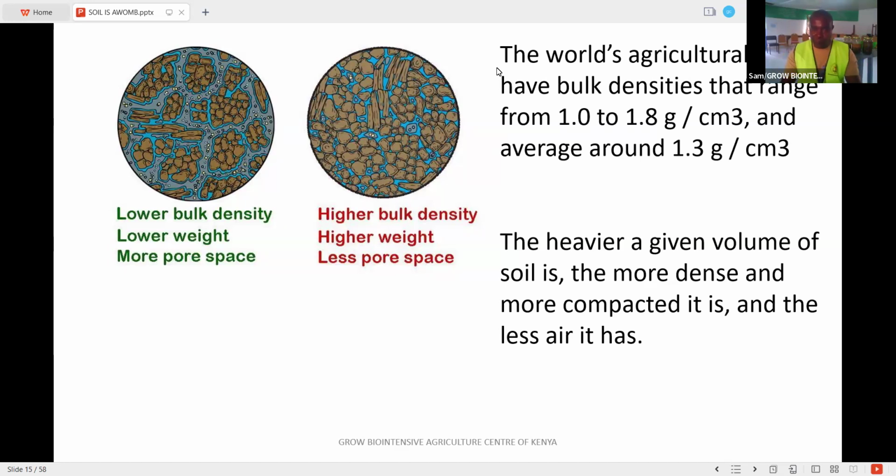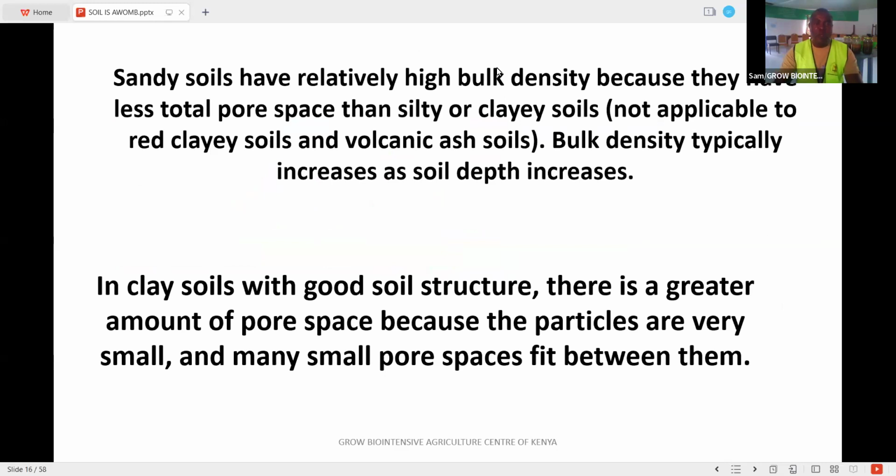So we need to understand soil bulk density. It's very, very important to any agriculturist or any agronomist or agroecologist, so that we understand what kind of soil we have, what kind of soil we are holding. Sandy soils have relatively high bulk density, of course, because they have less total pore space than silt and clay. And the bulk density increases as soil depth increases. So the more you go down, the higher the bulk density.